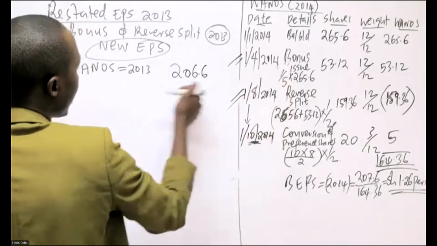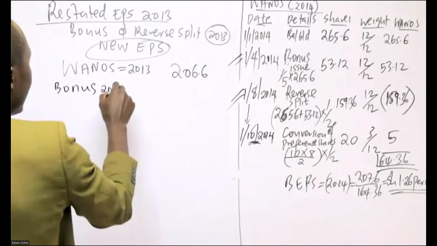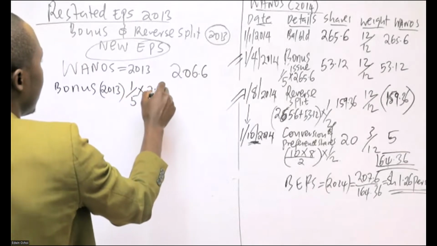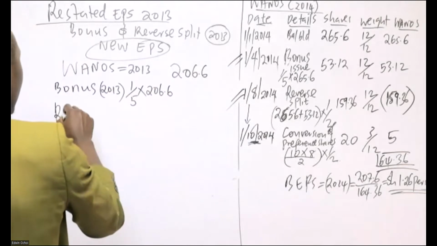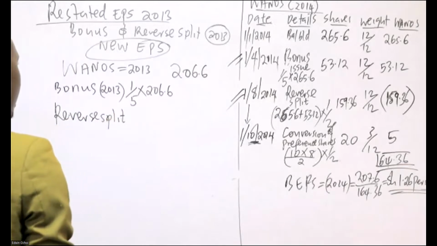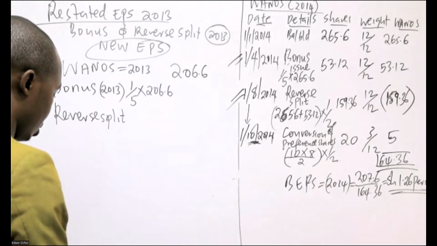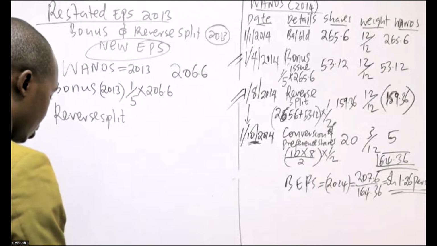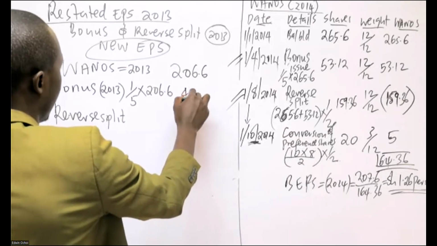So 206.6. So let's incorporate these two. So the proportion for bonus. Now bonus 2013, so 1 over 5 times this 206.6. Then I will come and incorporate the aspect of reverse split. So 206.6 divided by 5 is 41.32.